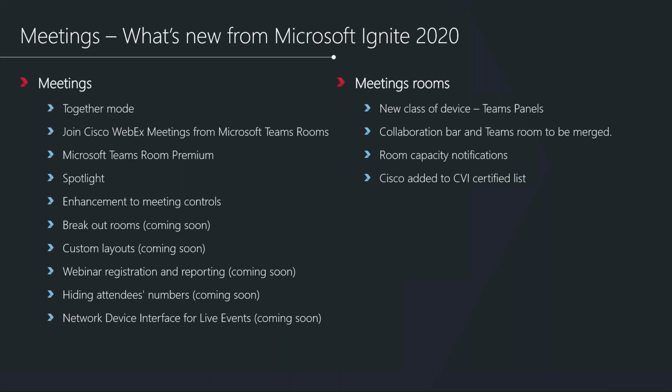So this is the ability to let people sign up directly. So you schedule a live event, and similarly with the way you guys signed up for this event, you'll be able to support that natively out of Microsoft or out of Teams. Hiding attendees' numbers. So this was one I kind of alluded to on the last slide.